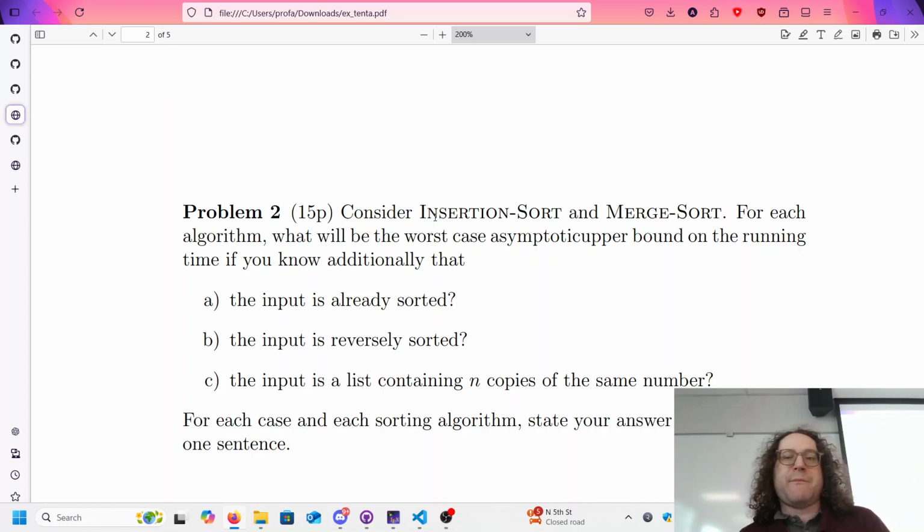Consider insertion sort and merge sort. And it's all official looking because it's in capital casing. For each algorithm, what would be the worst case asymptotic upper bound on the running time if you know additionally that the input is already sorted, the input is reversely sorted, or the input is a list containing n copies of the same number. For each case in each sorting algorithm, state your answer and justify it in one sentence.